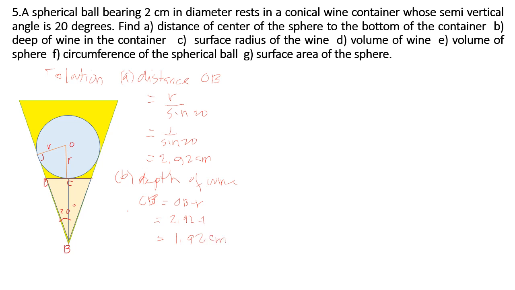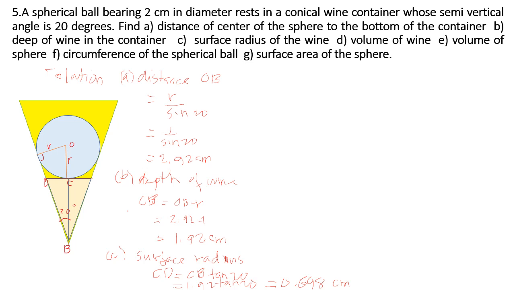So for the letter C, surface radius CD equals CB tangent 20, equals 1.92 tangent 20, or equivalent to 0.698 centimeters.